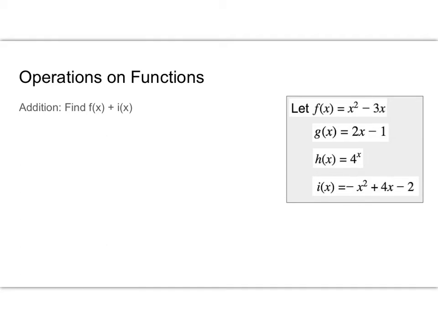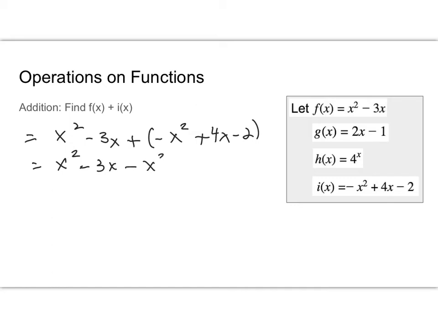So I want to find f of x plus i of x. So f of x is x squared minus 3x. I want to add to that i of x, which is negative x squared plus 4x minus 2. So I'm simply going to combine my like terms. First thing I'm going to do is move that second function out of the parentheses. I don't need them because I'm doing addition. And then I'm going to combine my like terms.